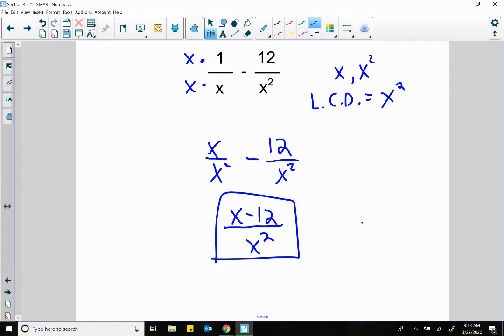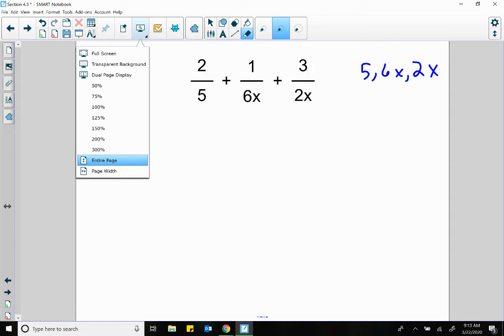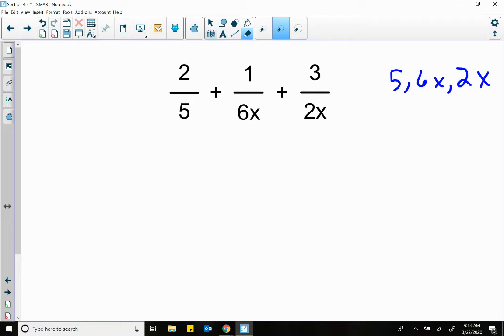See, not bad, right? All right. So let's work some of these together. All right. So here's another one. Our denominators are 5, 6x, and 2x. So let's start talking about, and let's go back to page width. I like page width. The LCD.